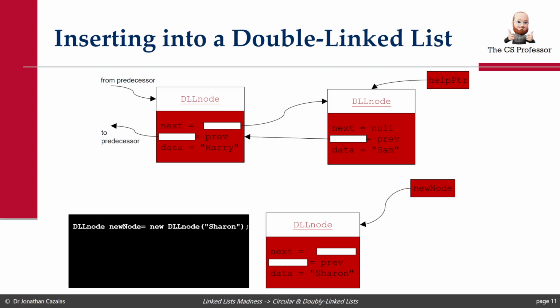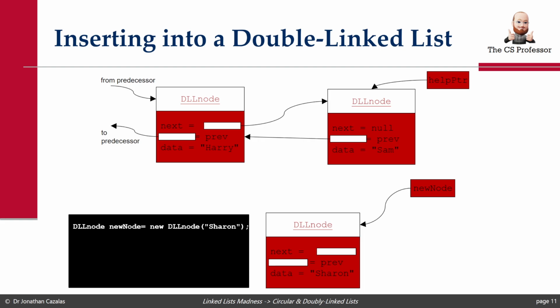Because the only way we got to Harry was via Sam, because the help pointer was pointing to Sam. So help pointer, which comes to Sam, dot previous would bring us over to Harry. Well, if we make the previous of Sam point directly to Sharon, now we've lost our access to Harry via Sam, which was via the help pointer. So the point of mentioning that is there's really an order that these things have to happen in order to make this work correctly.